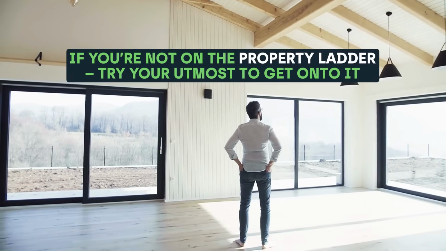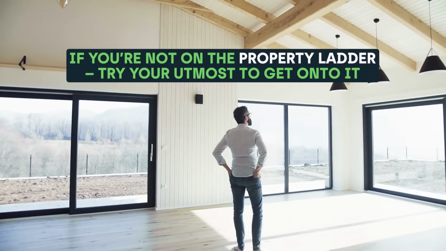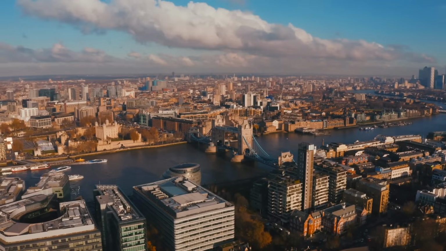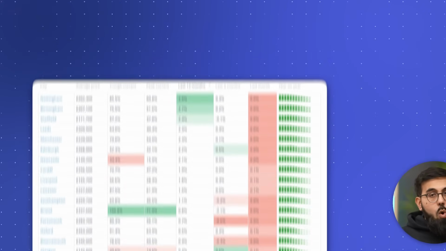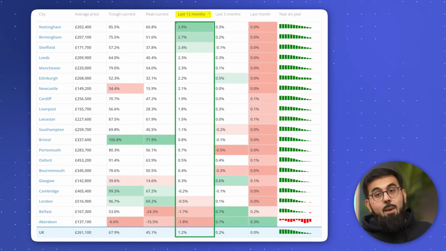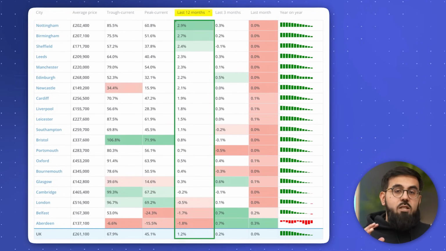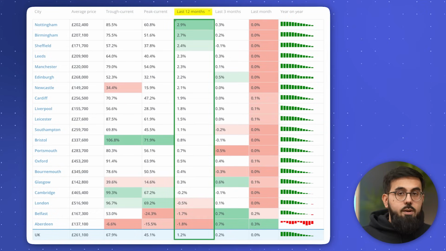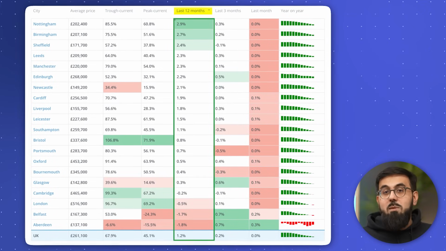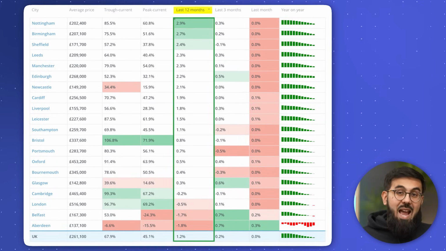The first and obvious thing to say is that if you are not on the property ladder, try your utmost to get onto it. The game is rigged, ladies and gentlemen, and it benefits those with assets. This could well be the last time you are able to even afford to buy yourself a house in any of the major cities of the UK, because what happened to London is now going to happen everywhere, and this graph shows this clearly. The fastest growing house prices in the country are not London. They are all these other nice cities that people like and are considering moving to and actively moving to.